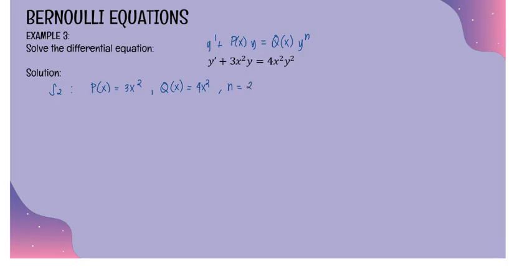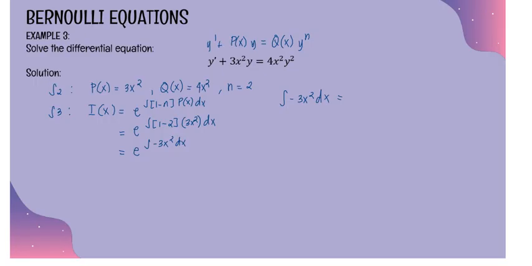And then we solve for the integrating factor. The integrating factor formula is I of x is equal to e raised to the integral of 1 minus n times p of x dx. It will be now equal to e raised to the integral of 1 minus 2 times our p of x, which is 3x squared dx. And then you simplify: 1 minus 2 is negative 1, so we would have negative 3x squared dx.